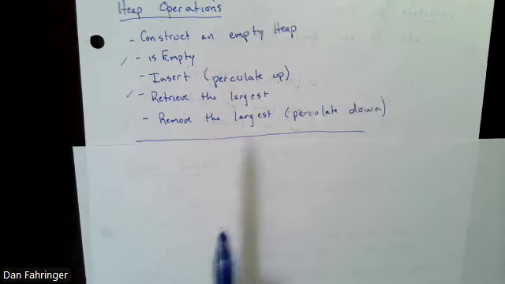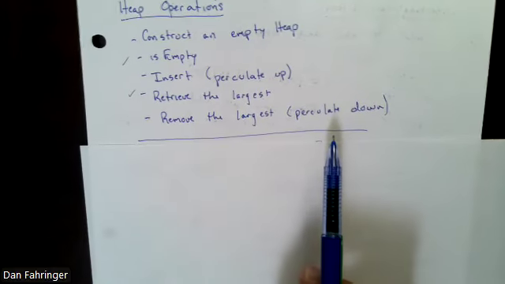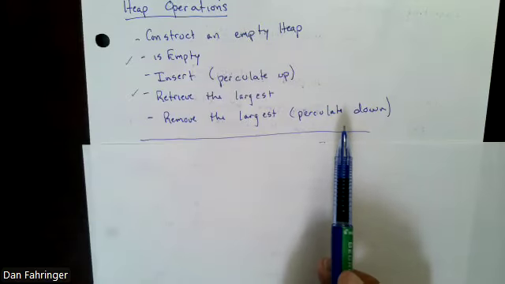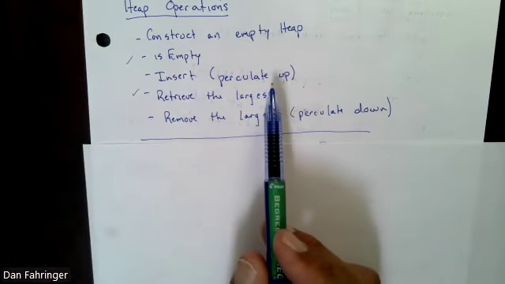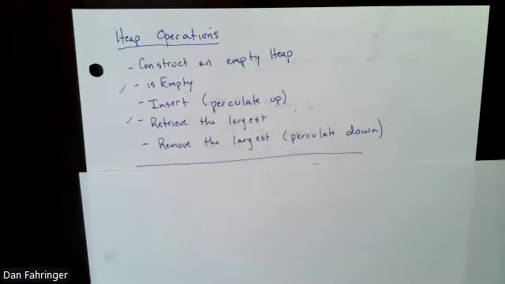Now, when I remove the largest, I'm going to follow it up with something called percolate down. Where's the largest right now? If I built a heap by definition, where would the largest be? The root, yes, at the top. If I want to insert, where would I be inserting? Well, for this, we're going to be inserting at the end. We're going to do this thing called percolate up.